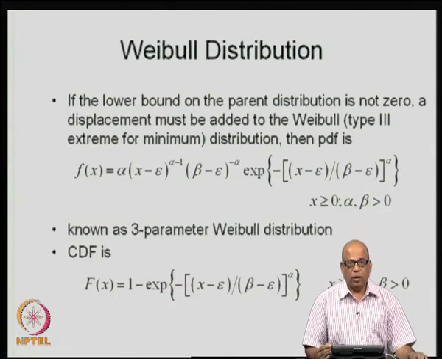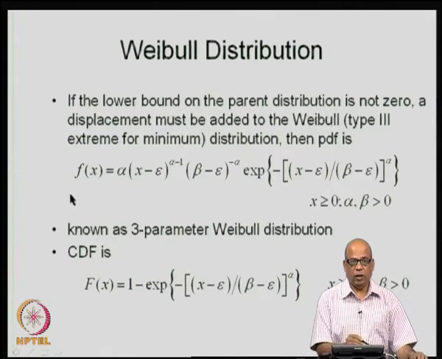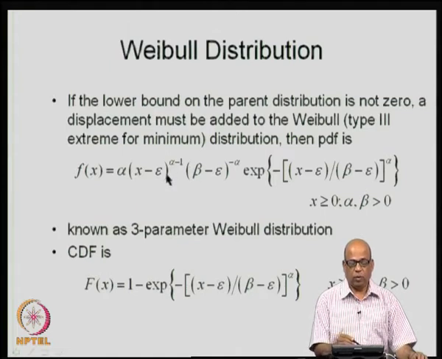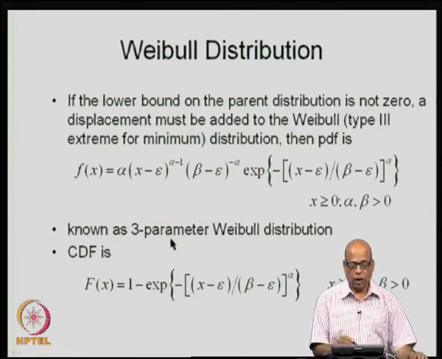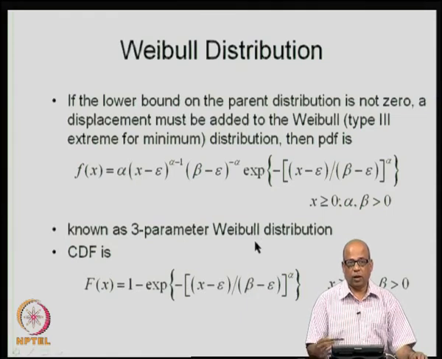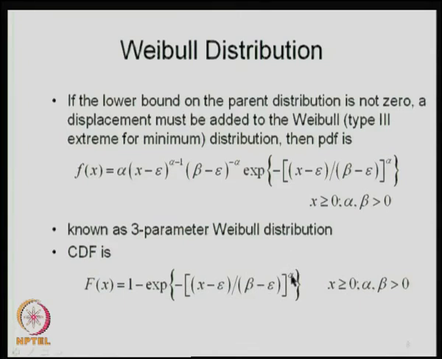Now, if the lower bound on the parent distribution is not 0, then we put a displacement epsilon. So, we add a displacement and then redefine our PDF. Whenever we do not have the lower bound to be 0, then we add the displacement corresponding to the displacement that the parent distribution has, and this is known as the 3 parameter Weibull distribution. And associated with this, we have the CDF as given by this expression F of x is equal to 1 minus exponential minus x minus epsilon divided by beta minus epsilon raised to the power alpha.